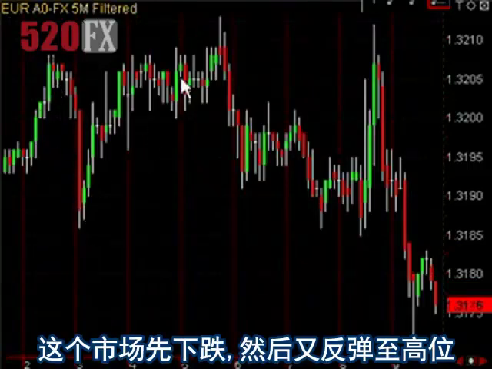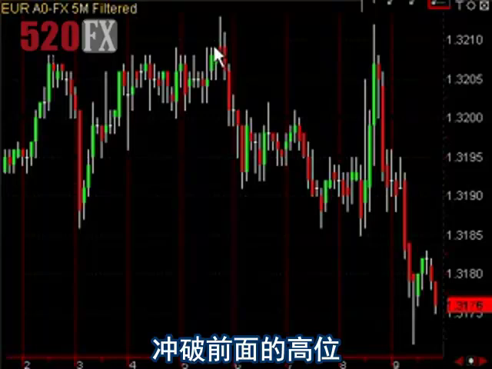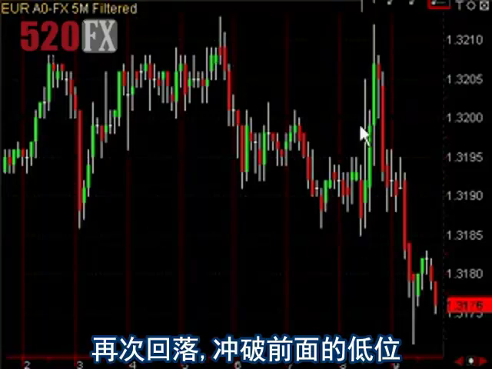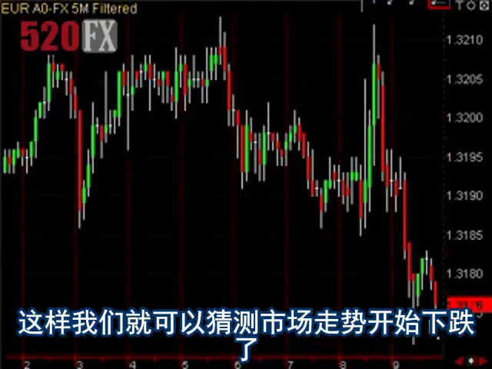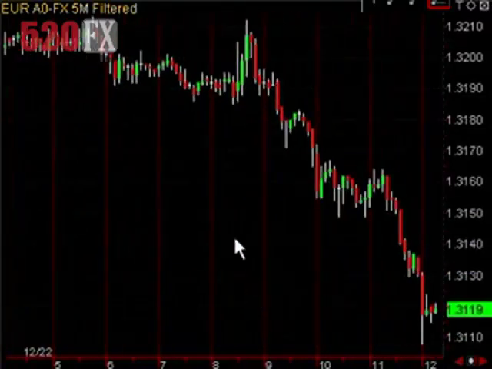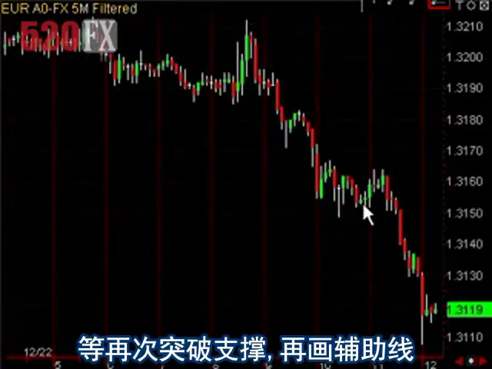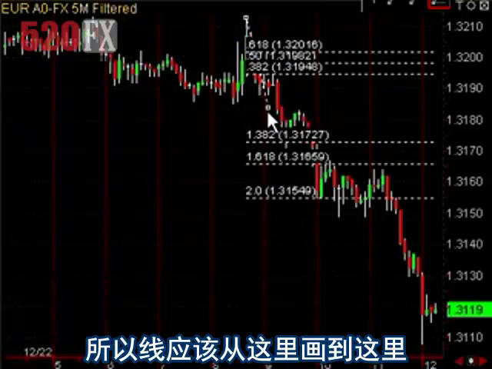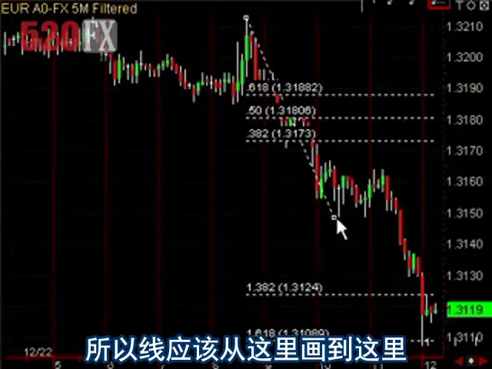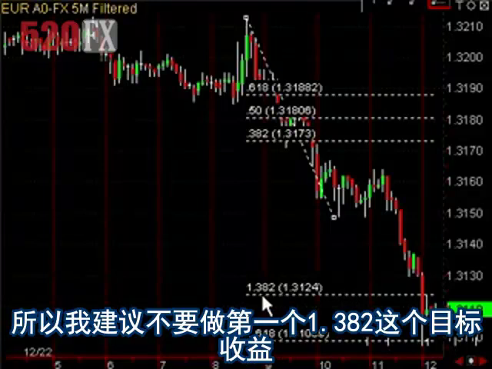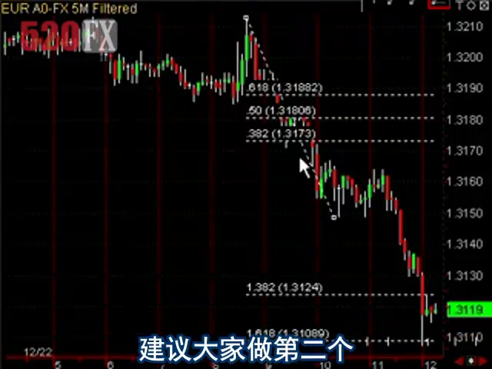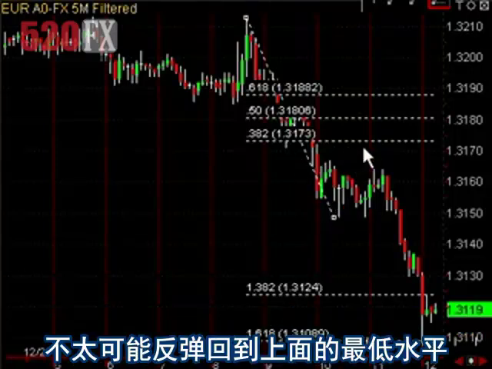Here's an example where the market shoots down, comes back up to the high, fails to break out higher, comes back down again, fails to break out lower, tests the high again, and then finally breaks down and makes a lower low. So now we can assume the trend is down. You want to wait for the first consolidation area to draw your fibs. So you draw it from here to here. And because the market's not able to retrace up to the first 38% level, I suggest not buying the first 1.382 fib profit target. You want to buy the second one, because this is a sign that the market's not even strong enough to retrace back up to even the most minimal retracement levels.